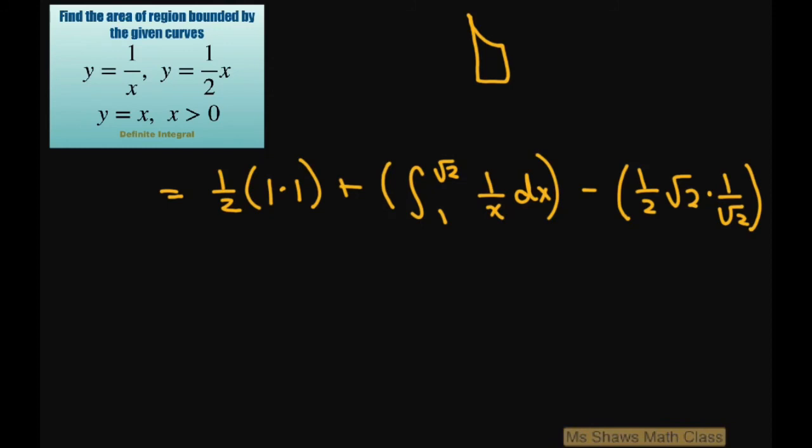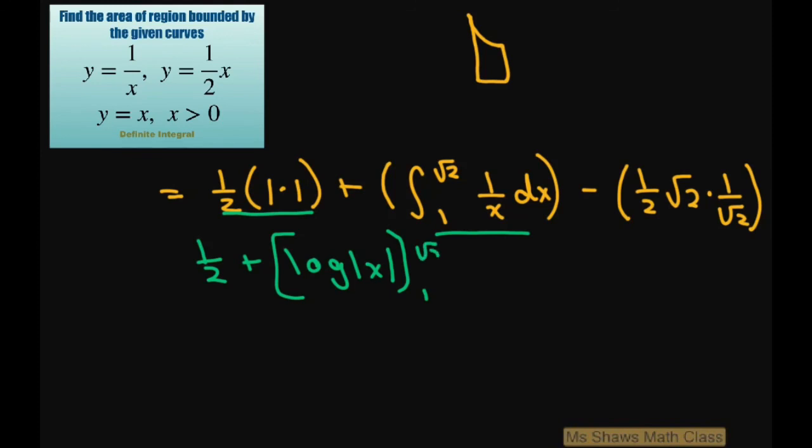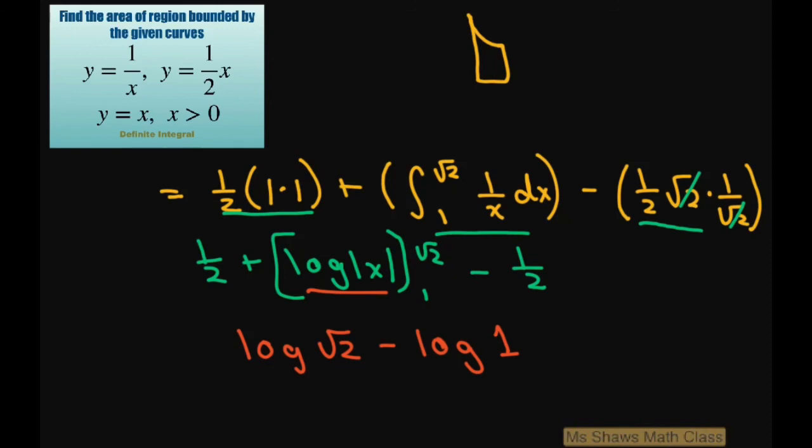All right, so this piece here is just going to be 1/2 plus, when you integrate this, log of absolute value of x, evaluated from 1 to square root of 2, and then minus this piece here. These two cancel out, so minus 1/2. Basically we're just left with this. That's going to be log of square root of 2 minus log of 1. Log of 1 is 0. So your final answer is just going to be log of square root of 2.